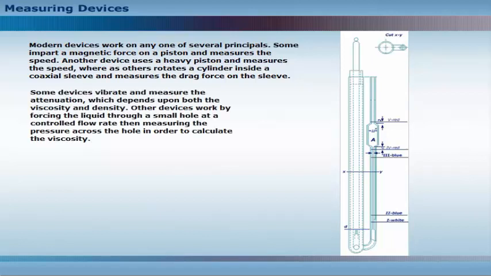Some devices vibrate and measure the attenuation, which depends upon both the viscosity and density. Other devices work by forcing the liquid through a small hole at a controlled flow rate, then measuring the pressure across the hole in order to calculate the viscosity.